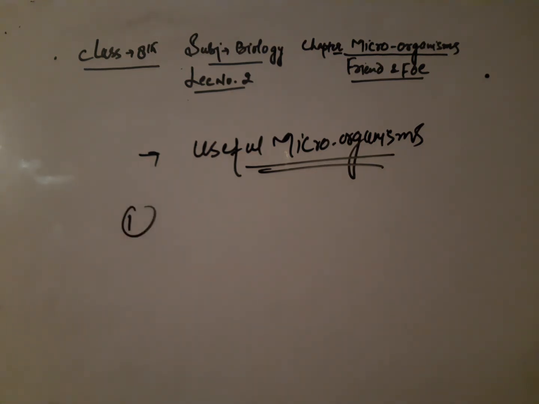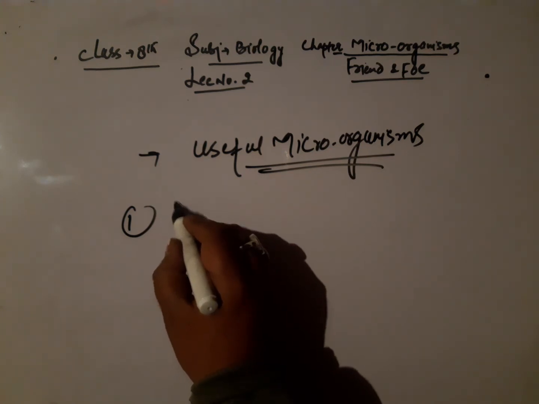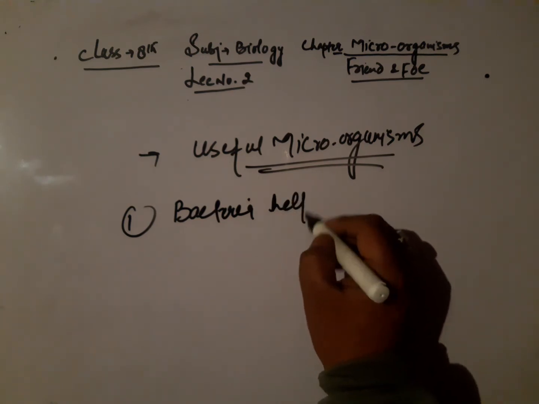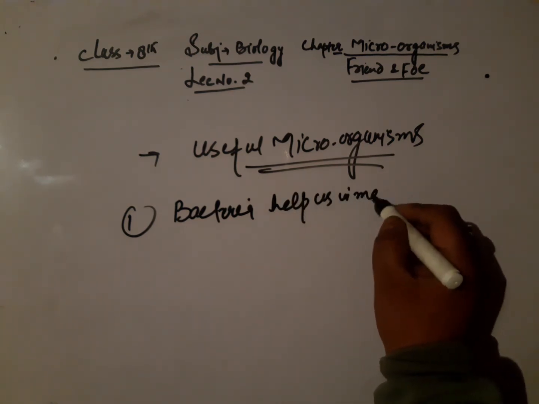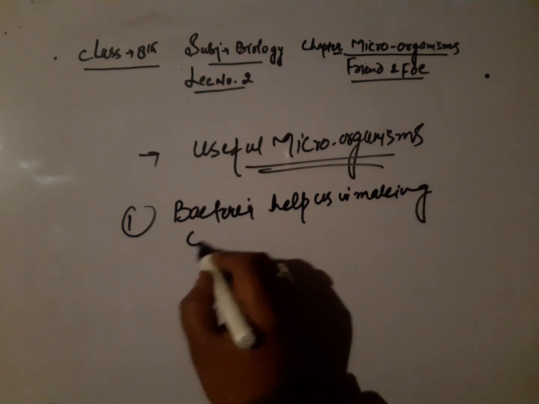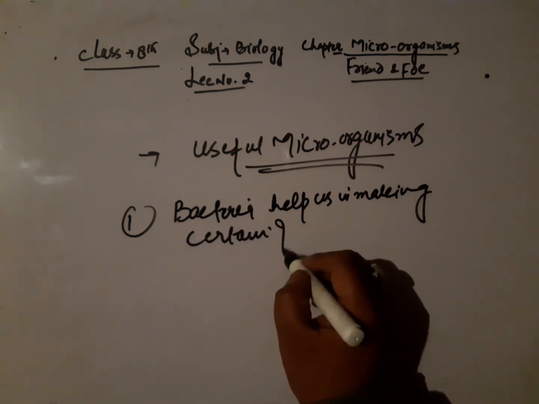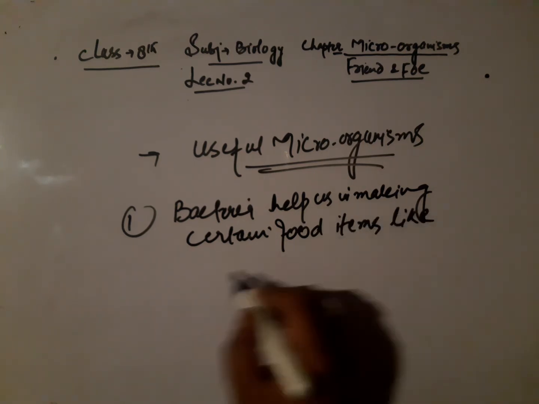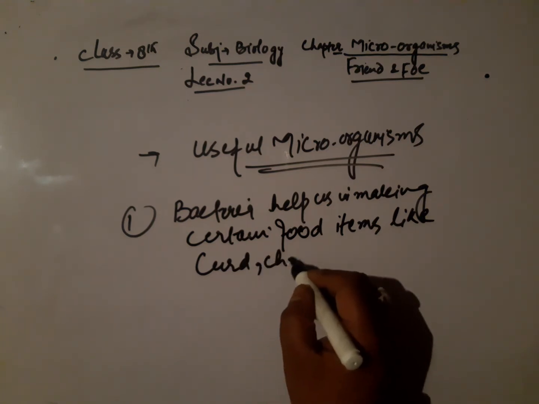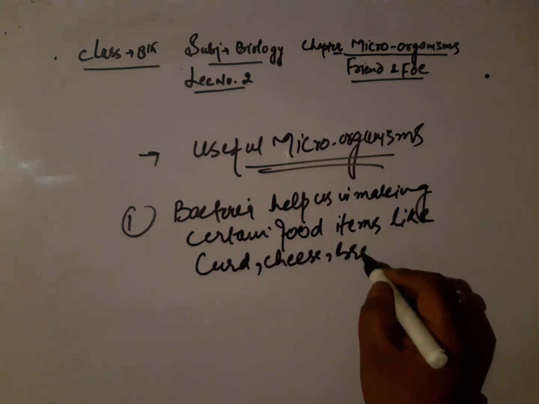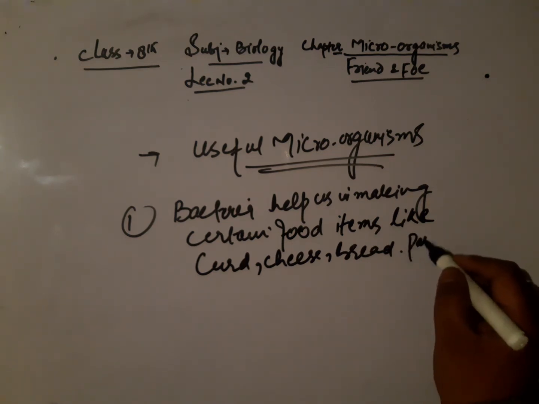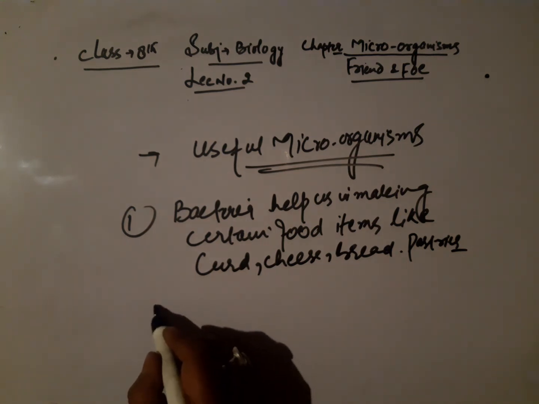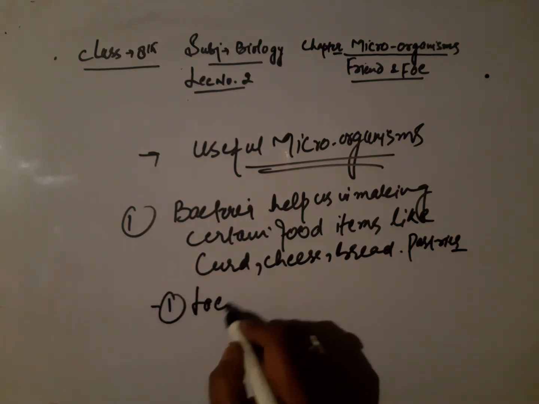Number first. Some microorganisms, for example, bacteria, help us in making certain food items like curd, cheese, bread, pastries. So, number one is lactobacillus.